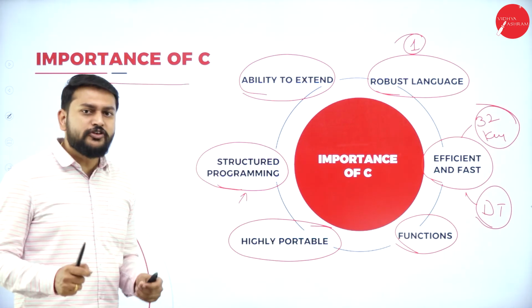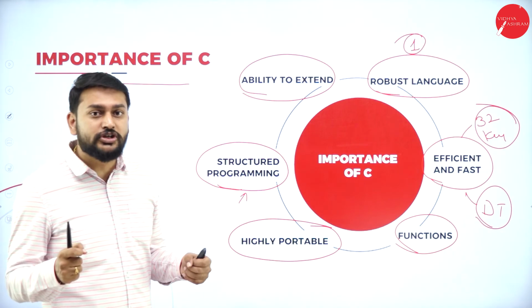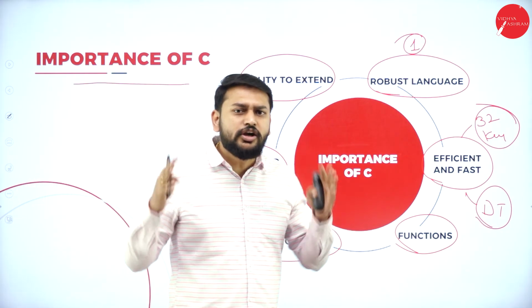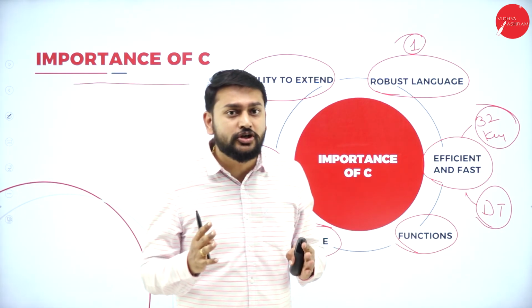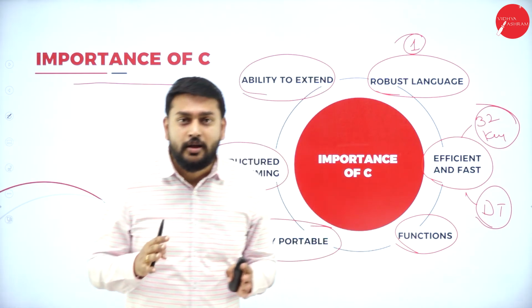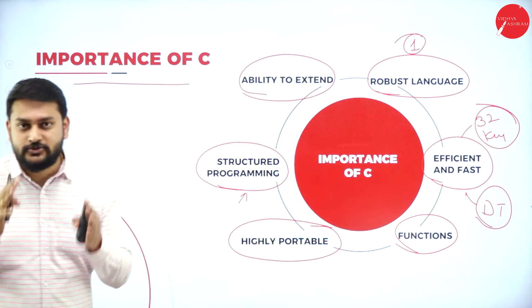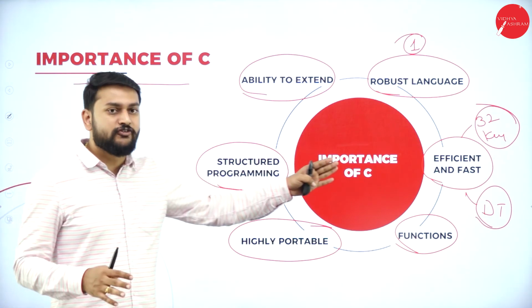The next one is efficient and fast. Why is it efficient and why is it fast? There are 32 keywords. Why is it efficient? There are 32 keywords and a lot of data types. That's why we call it efficient and fast.